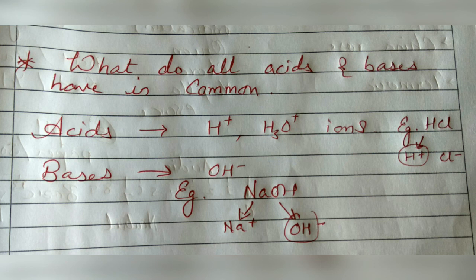Similarly, we have the base, and bases are having OH minus ion. I have shown you both the examples. Suppose HCl is having H plus and Cl minus ion, and base, that is NaOH, sodium hydroxide, is having Na plus and OH minus ion.